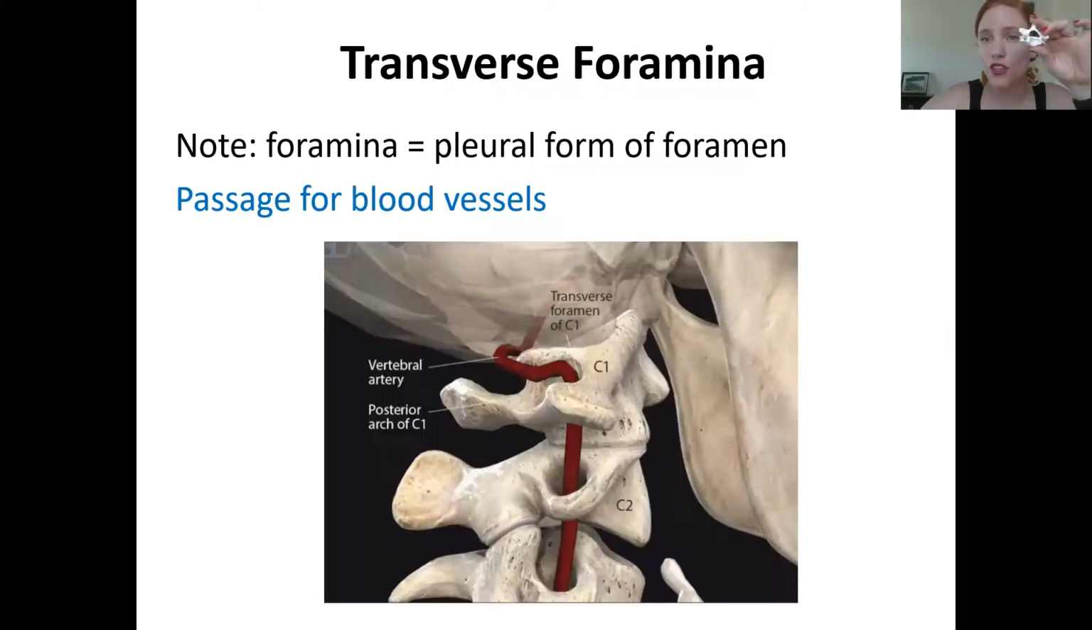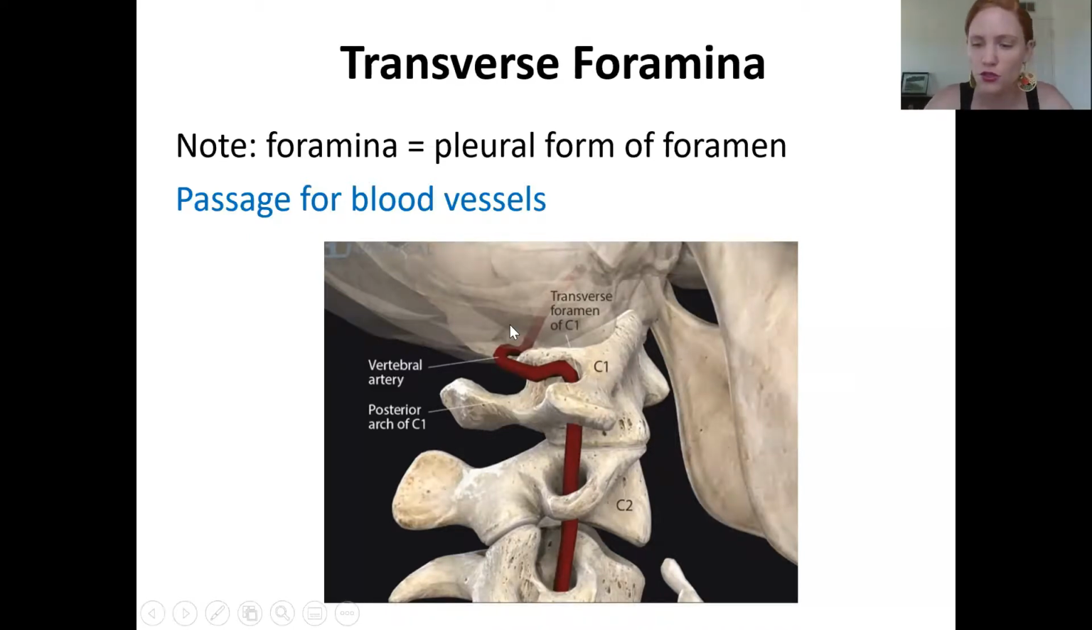Okay, so only the cervical vertebrae are going to have 3 holes. If it doesn't have 3 holes, then it is definitely going to be one of the 2 other regions, either lumbar or thoracic. But if you see 3 holes, that is going to be a cervical vertebrae, and the cervical vertebrae have those extra holes because they're going to be passageways for some blood vessels. The blood vessels will pass through those extra holes, which are the transverse foramen, because foramen means hole.